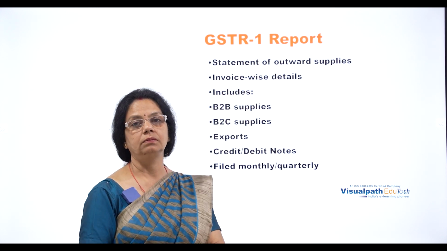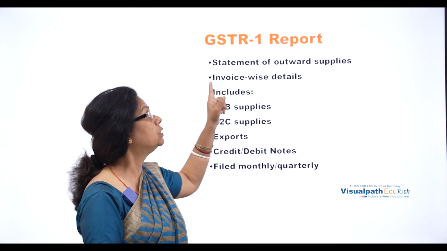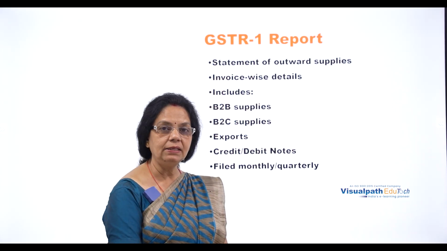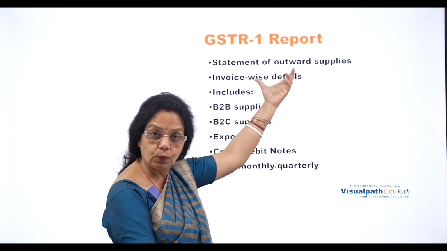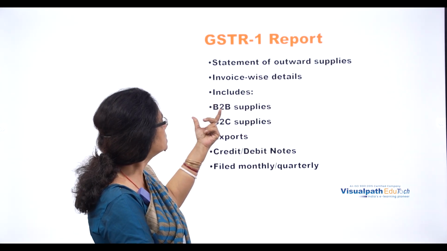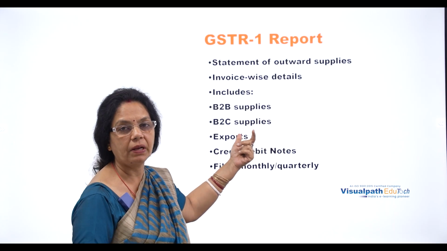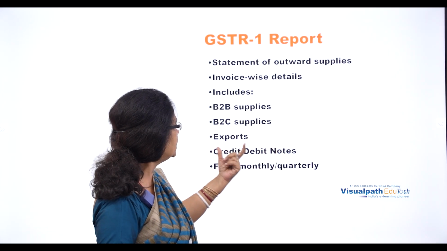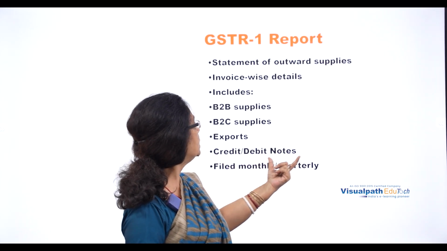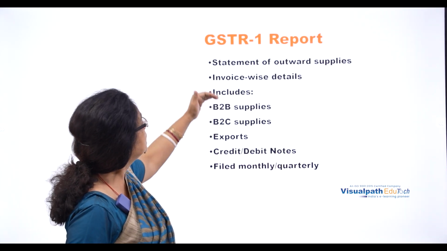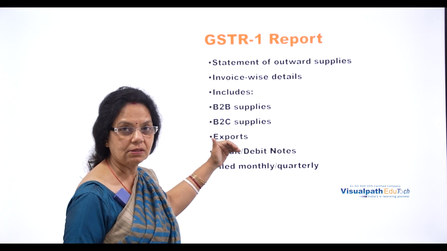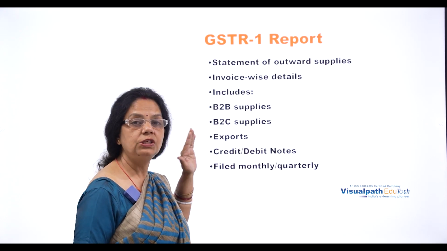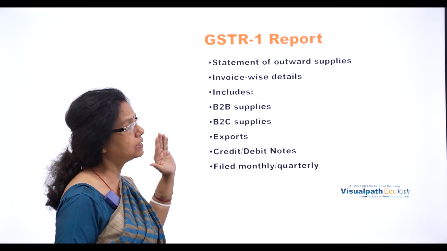GSTR-1 report. GSTR, Goods and Services Tax Return 1 report. Statement of outward supplies, invoice-wise details. What are the things required? It includes B2B supplies, business to business supply, B2C supplies, business to customer, exports, credit and debit notes, filed monthly or quarterly. So these are the components, the documentation, the areas which are included under the GST report.